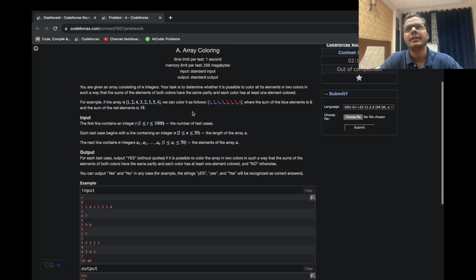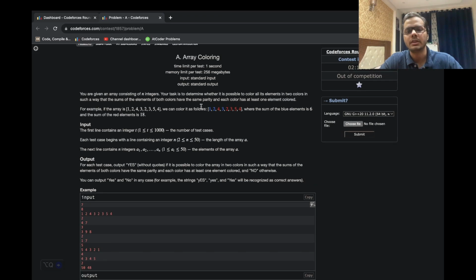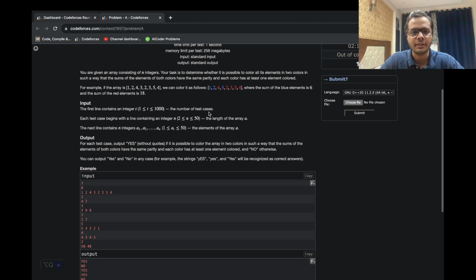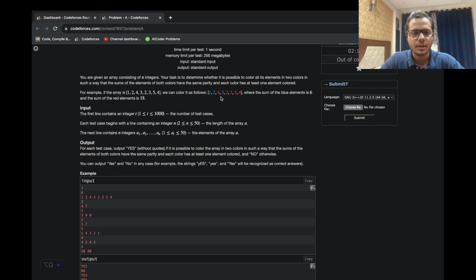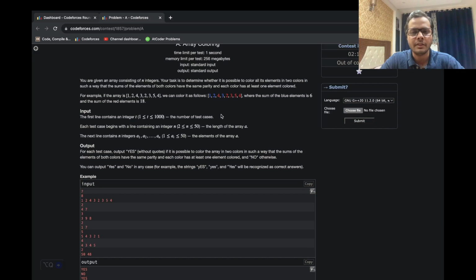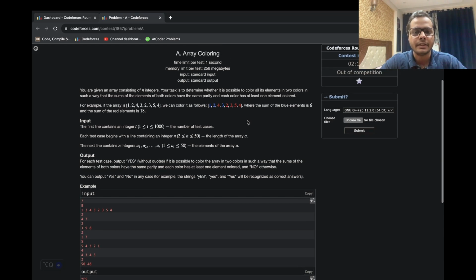So all that we're trying to do here is obviously the sum of all the elements in the array should be even, because both of them have the same parity, so their sum would become even. And if there is more than one element and the sum is even, then we can pretty much always do that, right? Yeah, so if the sum is even, then we can just color the first element with one color and all the other elements with another color, and the parity is going to be the same.